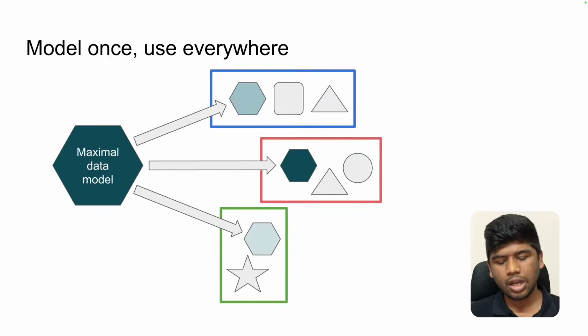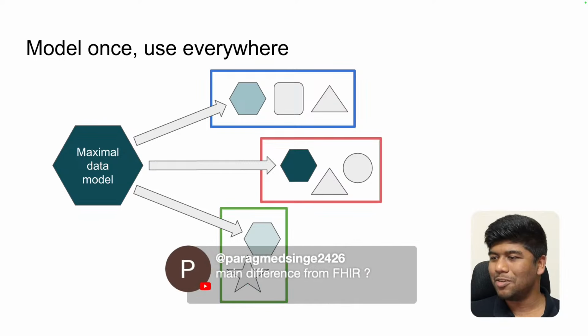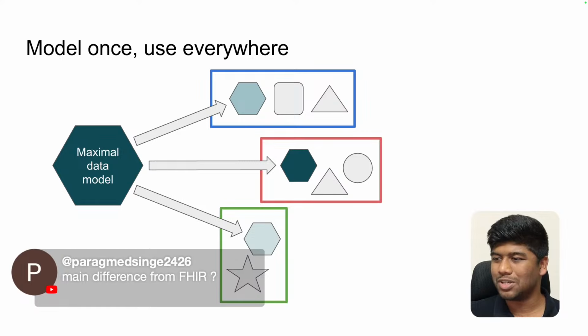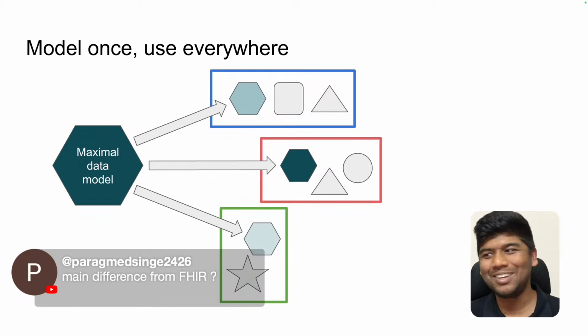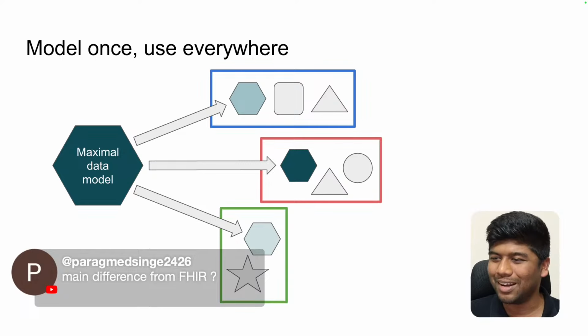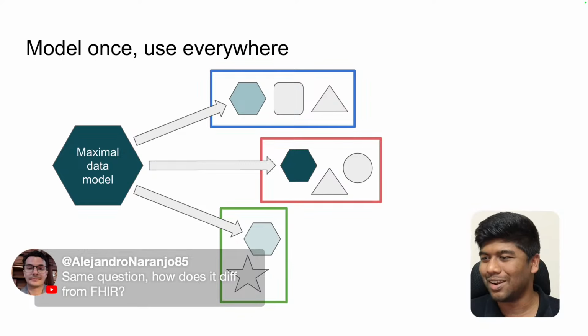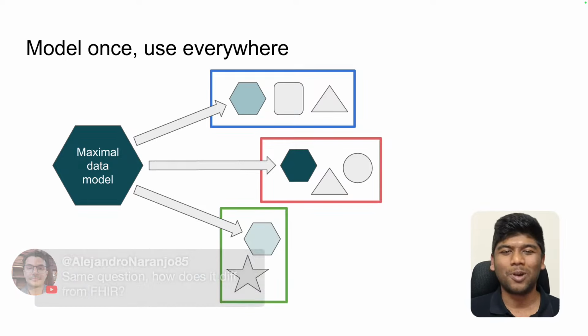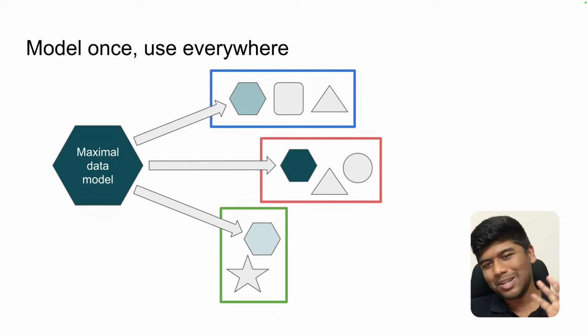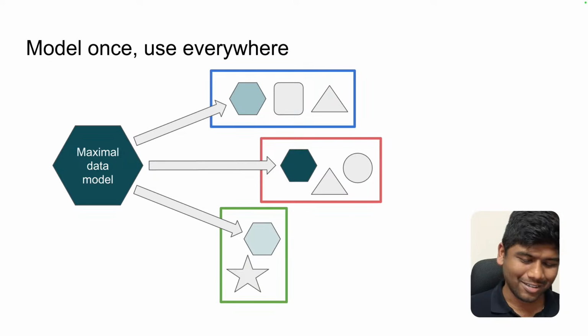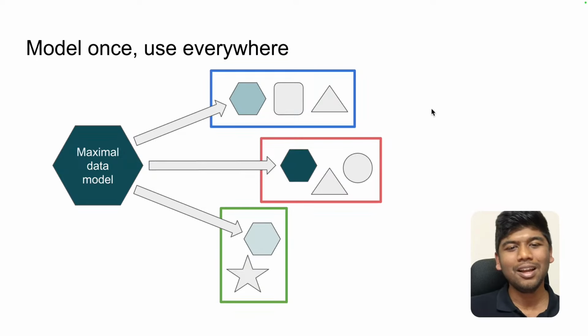Now, the second main idea that I want you to take away is that of maximal data modeling. The idea is you model once and you use everywhere. Someone asked me the main difference from FHIR. How is it different from FHIR? I'm really glad you asked, because I see that is also the question that a lot of other people have asked. So excellent. Thank you for asking this question. So what does FHIR do differently from openEHR? Okay, so let's talk about that.